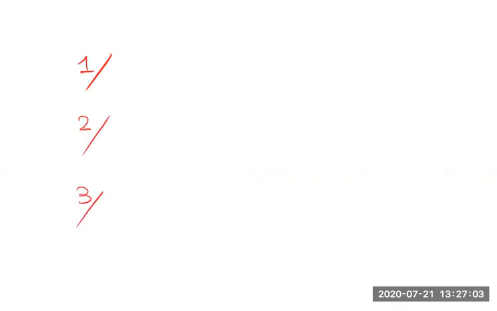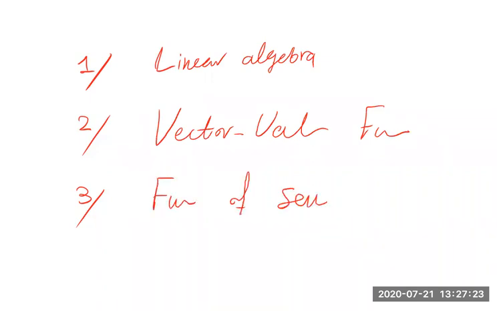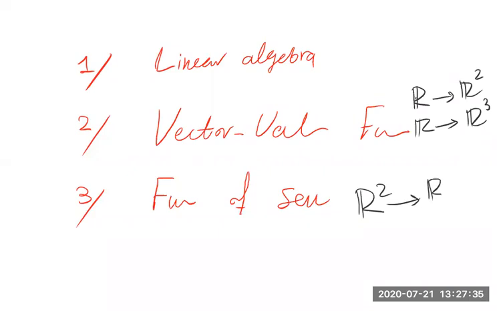Next week, we will start chapter 3. Chapter 1 was linear algebra. Chapter 2 was vector valued functions. Chapter 3 will be functions of several variables. Here we were looking at functions from R to R2 or R to R3. Next chapter, we would have functions from R2 to R, or R3 to R, or things like that.